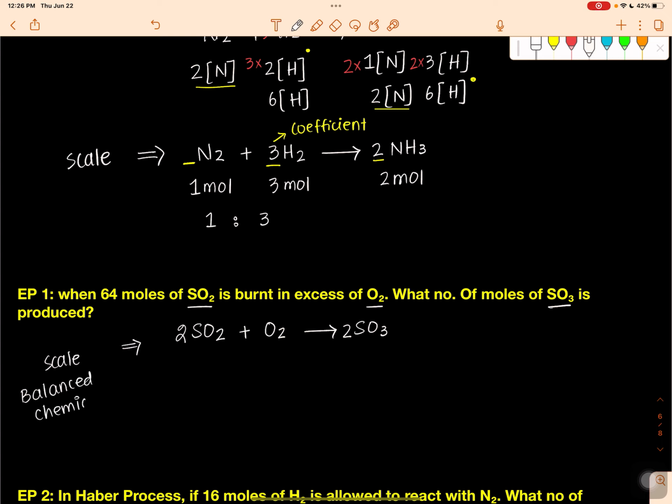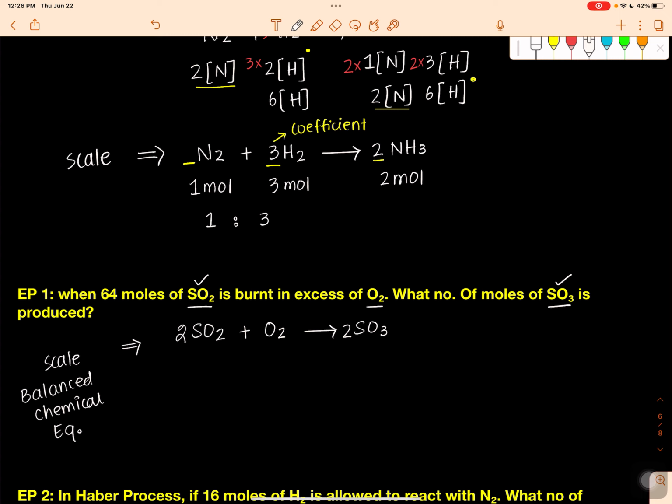So now using the balanced chemical equation, we will be finding out what amount is going to be produced when we burn 64 moles of sulfur dioxide. So this scale tells me that it is a ratio between sulfur dioxide and sulfur trioxide, because it tells us that we have taken 64 moles of sulfur dioxide and it is going to produce how many moles of sulfur trioxide. So we need to find that out.